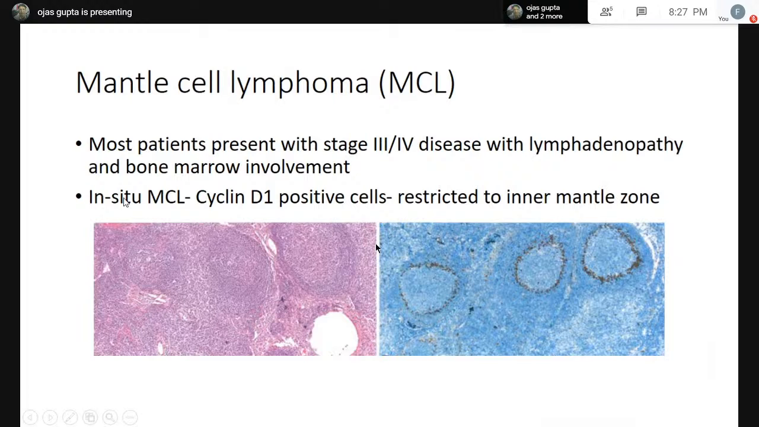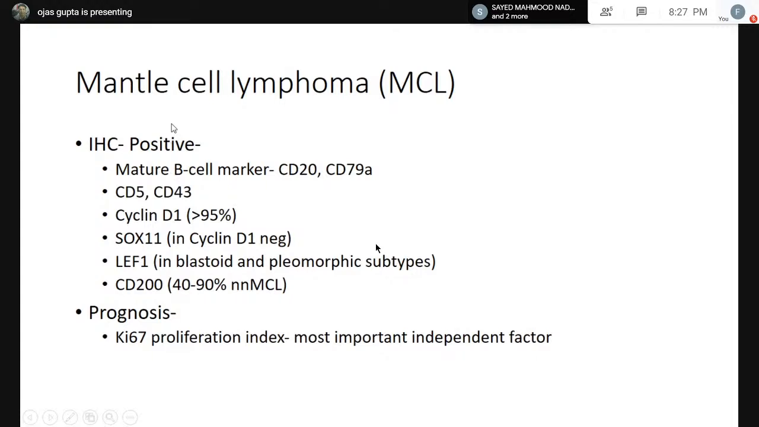Now there is in situ mantle cell lymphoma also. Whenever the cyclin D1 positivity is restricted to the inner mantle zone, then it is called in situ mantle cell lymphoma. On IHC, they will be positive for mature B cell markers, that is CD20, CD79A, CD5, CD43. Cyclin D1 will be seen in more than 95% of the cases, and SOX11 comes in handy when there is cyclin D1 negativity. LEF1 is positive in blastoid and pleomorphic subtypes, and CD200 will be positive in 40 to 90% of cases of leukemic non-nodal mantle cell lymphoma.